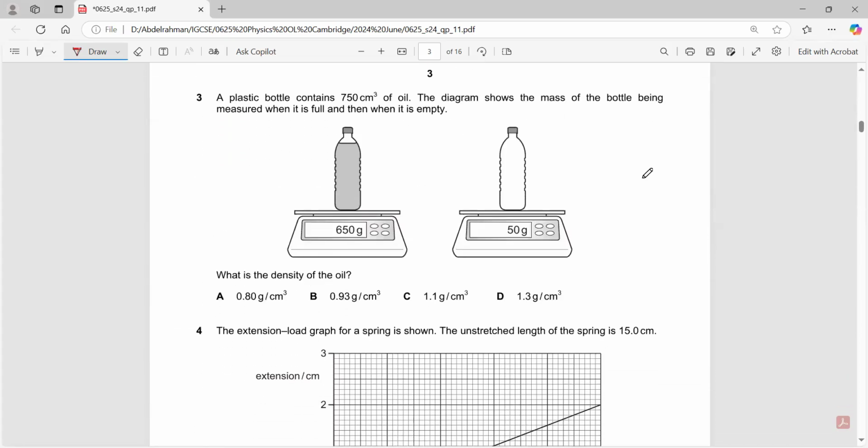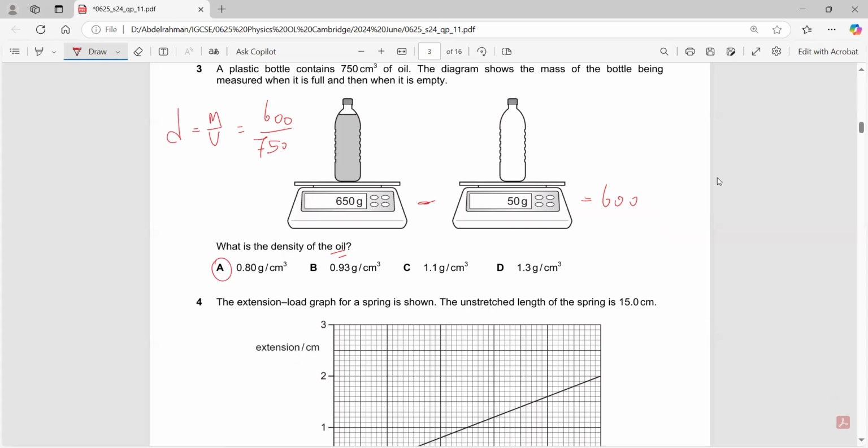Question 3. A plastic bottle contains 750 centimeters cubed of oil. The mass is shown. What is the density? So density equals mass over volume. Can I find the mass of the oil? Yes, 650 minus 50. So it's only 600. 600 divided by the volume, which is 750. 600 divided by 750 is 0.8 grams per centimeters cubed.